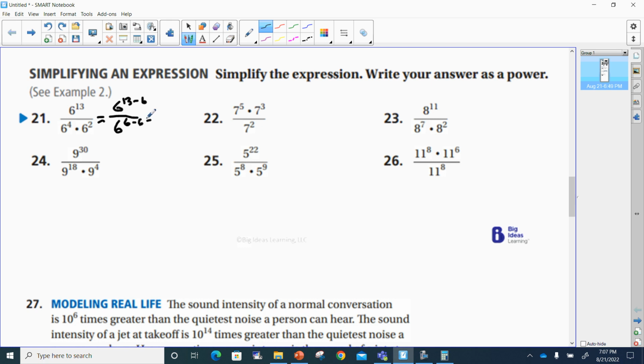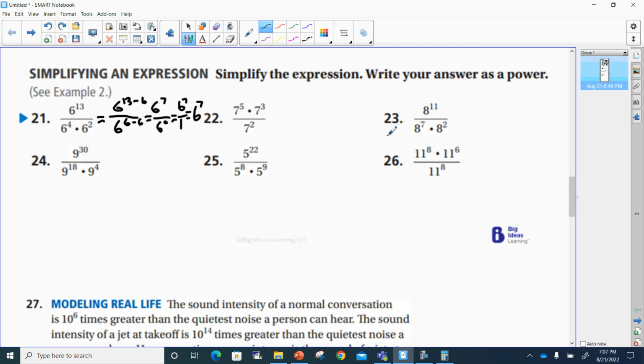So this is going to give us 6 to the 7th power. And since 6 to the 0 is 1, this will equal 6 to the 7th over 1. And anything over 1 is itself, so this is going to be 6 to the 7th power.